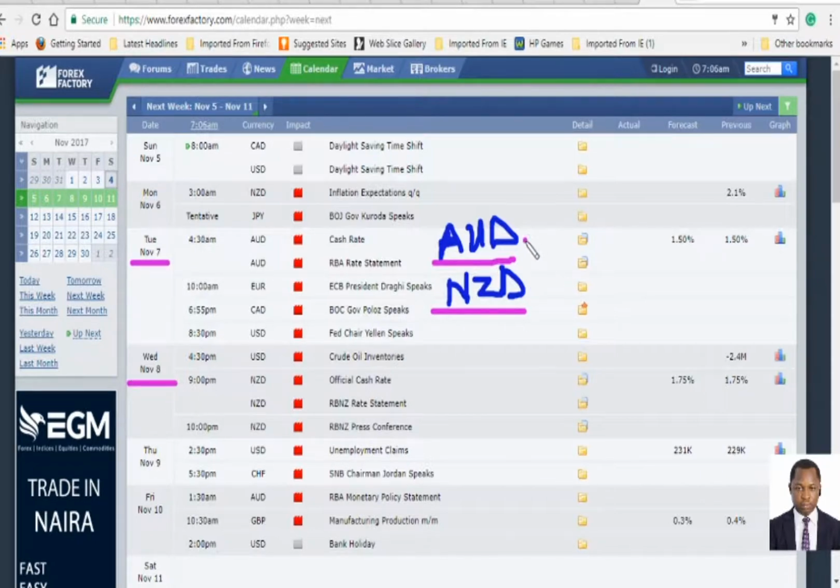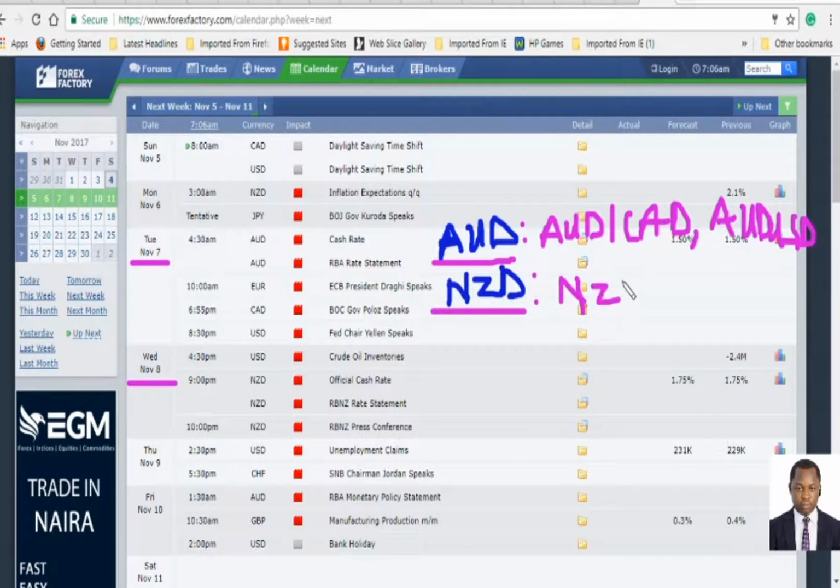So all Australian dollar crosses are AUD, AUD USD, all of those crosses, etc. Same thing here, New Zealand dollar and NZD USD. All of the New Zealand dollar crosses, you need to be careful with them. All right, so that is it.